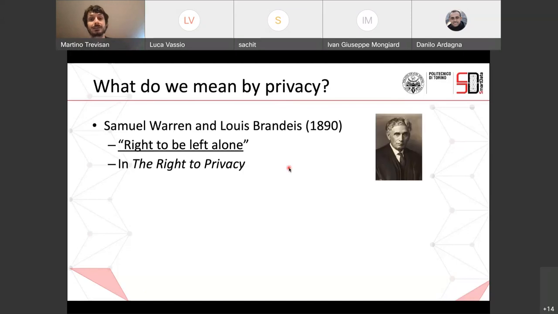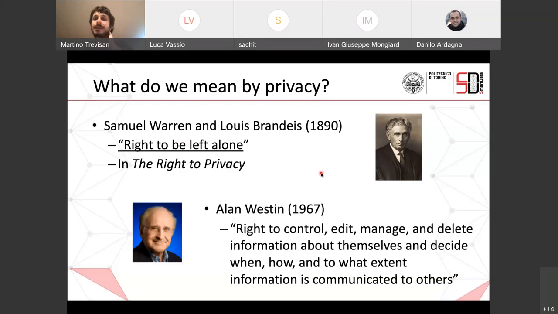And finally, what is privacy? There is not a unique definition of privacy. An old definition is that privacy is the right to be left alone. A more modern definition, by Alan Westin, is that it is the right to control, edit, manage, and delete information about themselves and decide when, how, and to what extent information is communicated to others. You can choose the definition that you want. And now, Luca Vassio will explain some anonymization algorithms that will potentially work better than this.